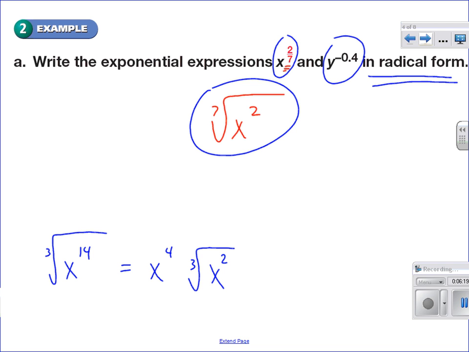Okay. Now, with this decimal here, there are two skills involved. Number one is going ahead and turning this into a fraction.